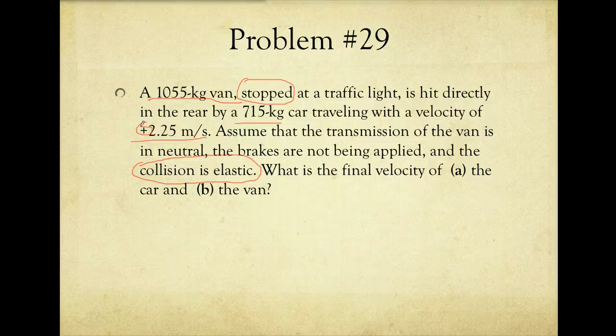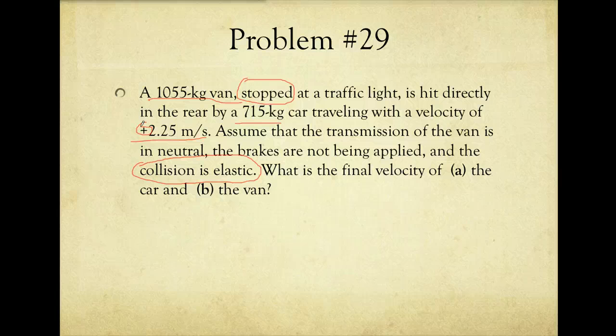Anyway, the initial velocity of the car is 225, and they give you a plus to say that it's forward, to the right, whatever. After the collision, since it's elastic, they do not stick together. If they stuck together, it would have been an easy problem for baby physics. So we need to figure out the final velocity of the car and the van.